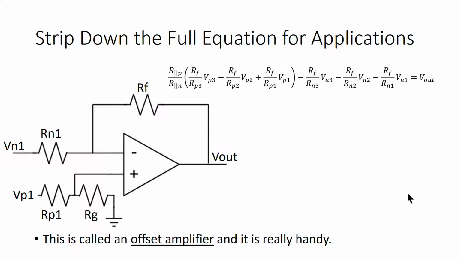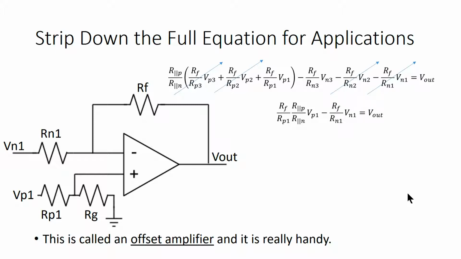The first thing we should note is that the offset amplifier is missing a bunch of stuff that was present in our general equation. RP2 and RP3 are infinitely big, and VP3 and VP2 are 0. So we can get rid of those terms. Same's true for Vn2 and Vn3, which means that we already have something that looks better.